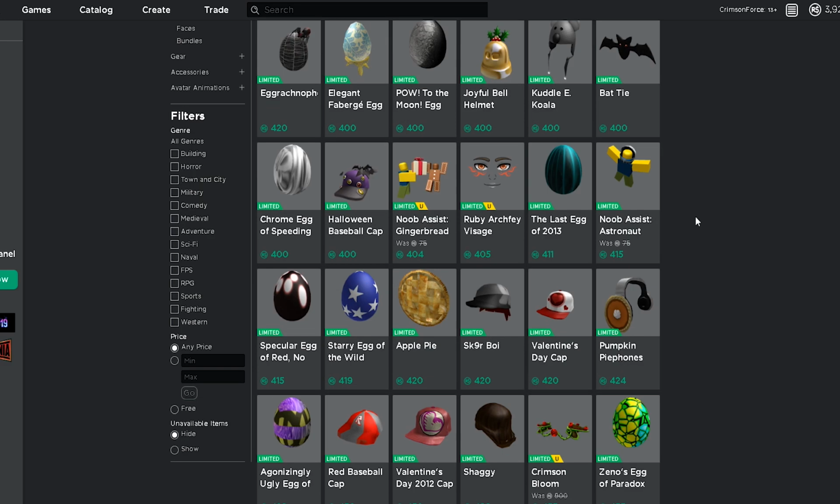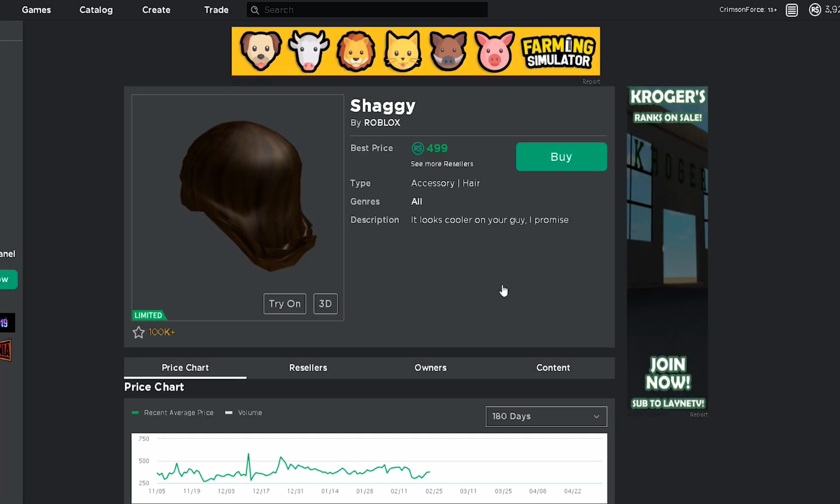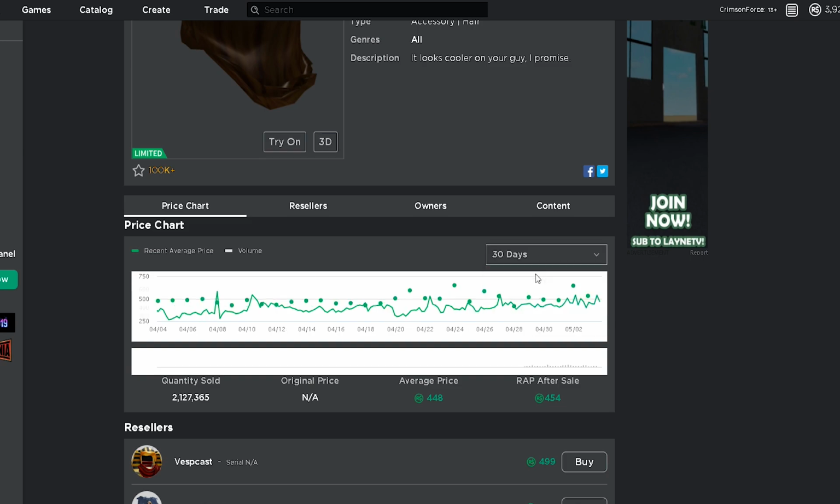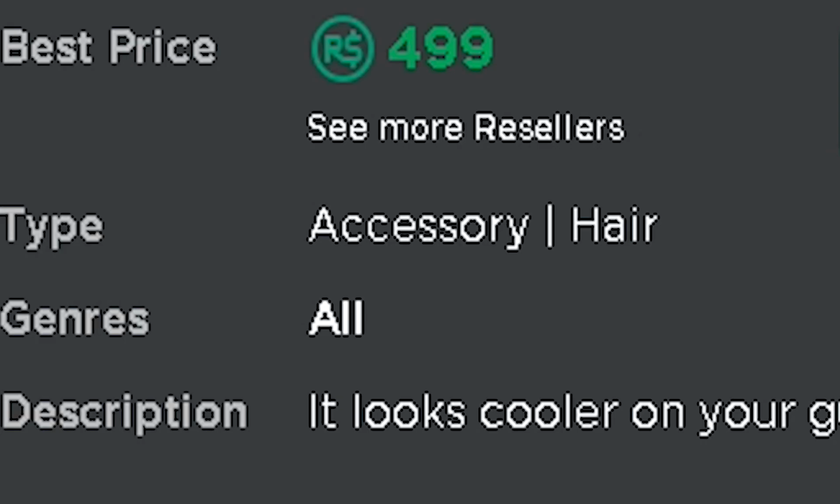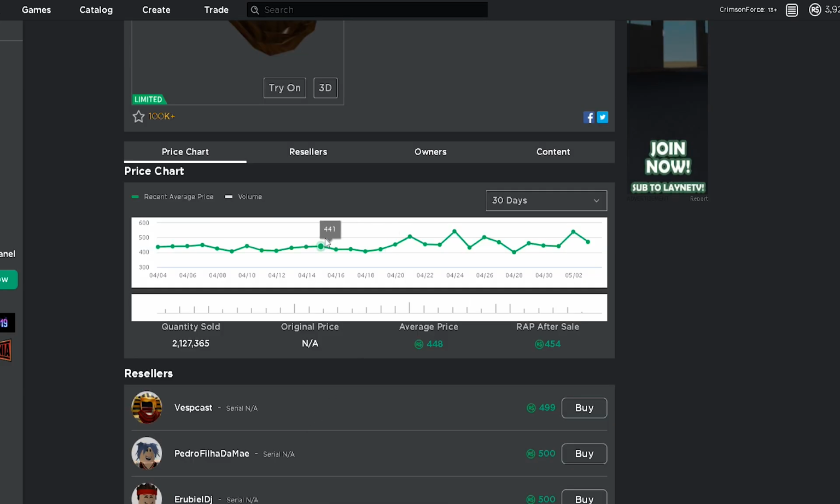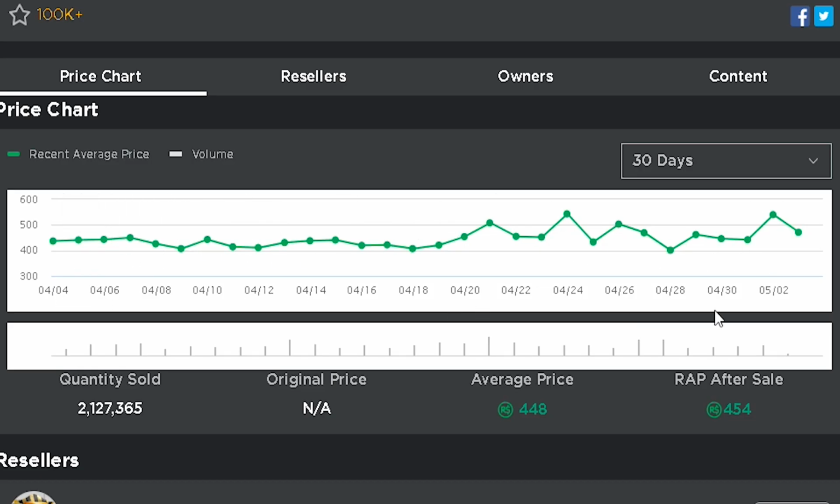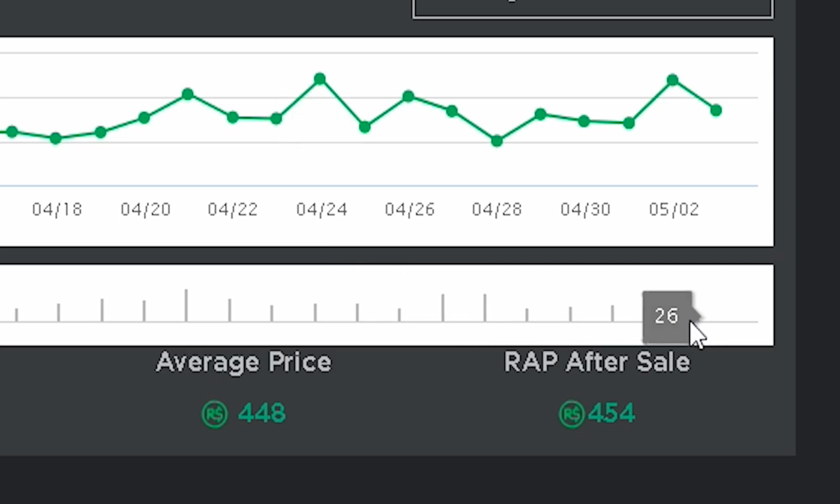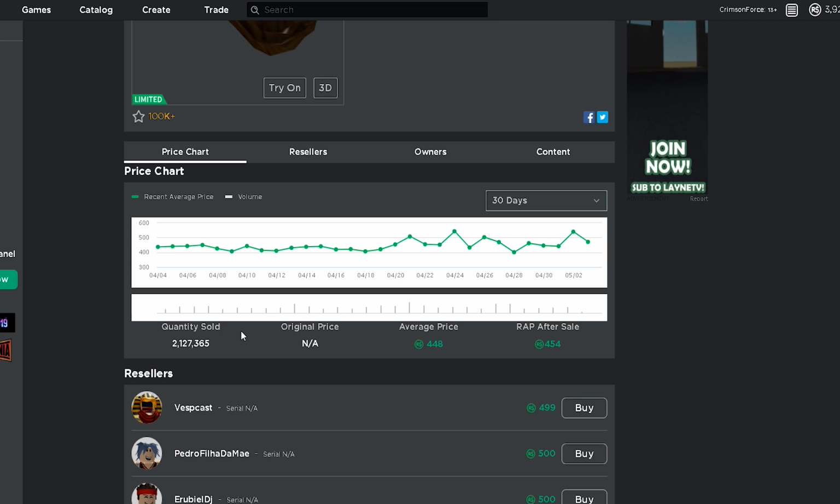So if we look at a random limited item such as the Shaggy, we see this graph here. This basically just tells you how much this has sold for at different points in time. So if you sort by 30 days, these all show how much this hair, the limited hair, has been selling for on these days. Here's the dates at the bottom, here's how much they've been selling for, and here's the quantity that is being sold each day. Now, there's a few other things to note here.